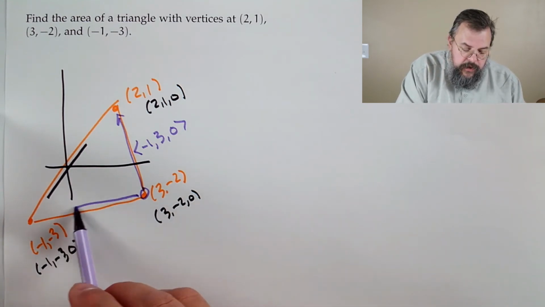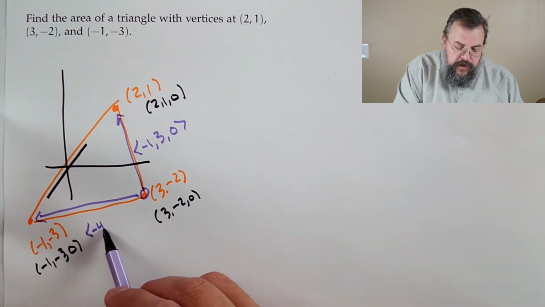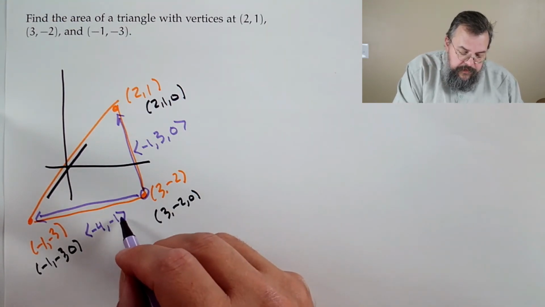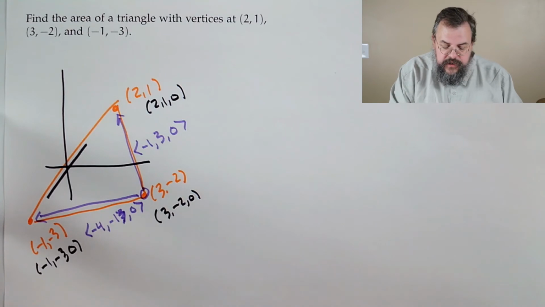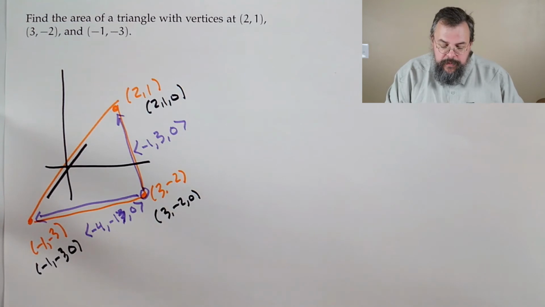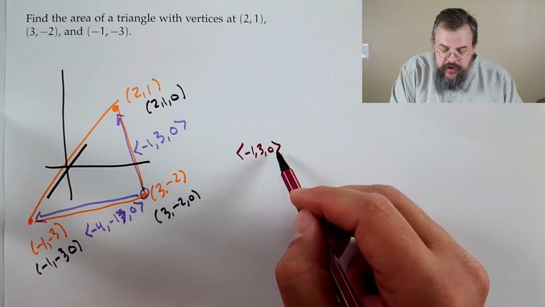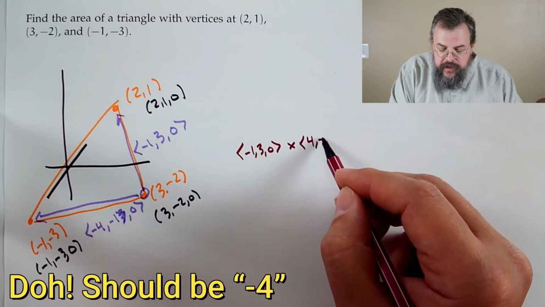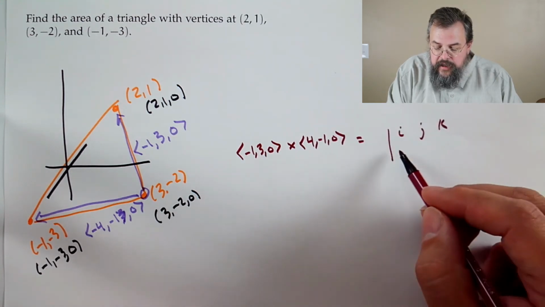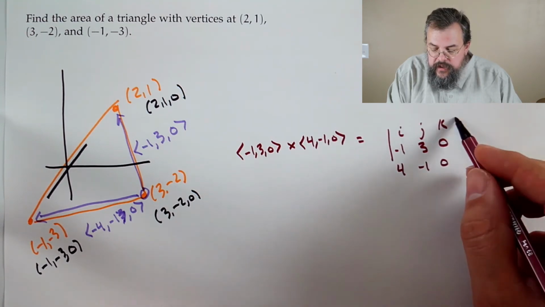Over here, what happens? Well, I went from 3 to -1, down by 4. I went from -2 to -3, down by 1. And whoops, I forgot to mark the third entry, no change. Remember, we're in 3 dimensions now. So now we repeat a similar process. So we'll have -1, 3, 0, cross 4, -1, 0. Well, I, J, K, -1, 3, 0, 4, -1, 0.